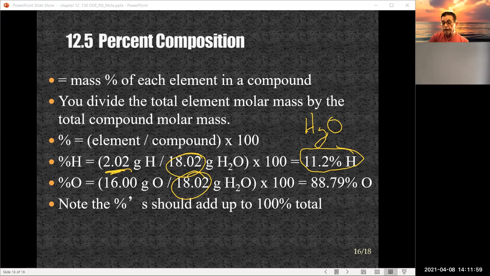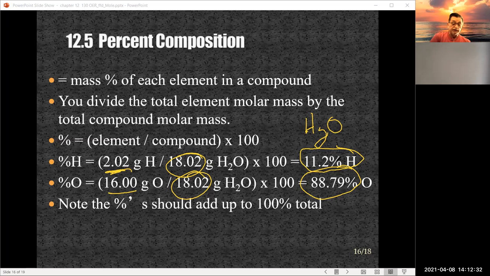We can do the same thing for the oxygen. There's one oxygen at 16.00 divided by the total molar mass of the molecule, which is 18.02, times 100. And that tells us that oxygen contributes 88.79% oxygen. And that is true for water, whether you find it here or in China or in outer space. It has that percent composition.